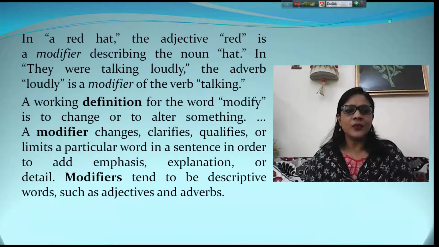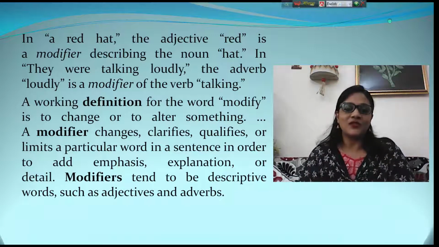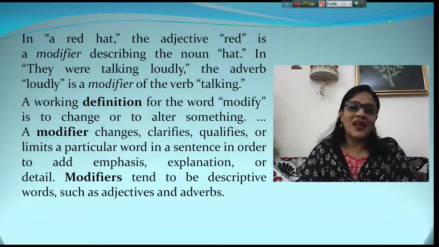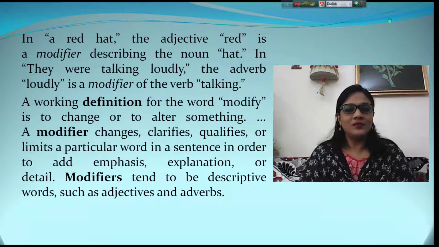If we say in another way, in a red hat, the adjective red is a modifier describing the noun hat. In they were talking loudly, the adverb loudly is a modifier of the verb talking. A working definition for the word modify is to change or to alter something. A modifier changes, clarifies, qualifies, or limits a particular word in a sentence in order to add emphasis, explanation, or detail.